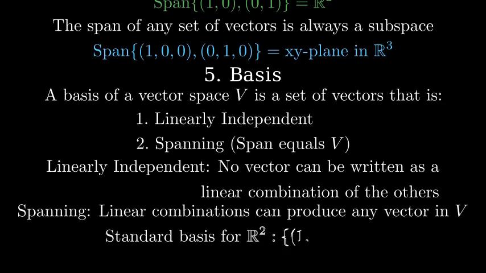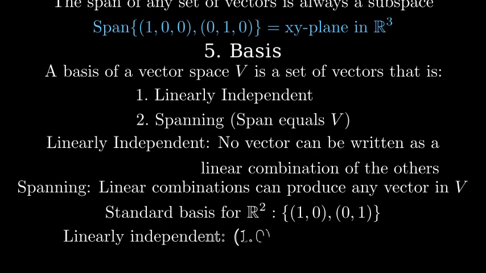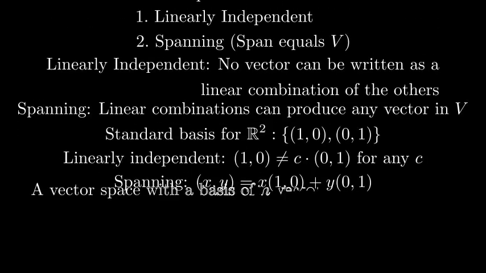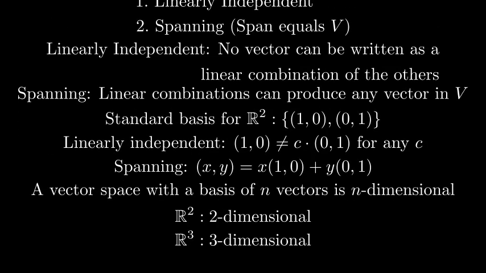In R squared, the standard basis is the set of vectors (1, 0), (0, 1). These vectors are linearly independent because neither can be written as a scalar multiple of the other. And as we've seen, they span R squared because any point (x, y) can be written as x times (1, 0) plus y times (0, 1). When a vector space has a basis with n vectors, we say the space is n-dimensional. So R squared is 2-dimensional, and R cubed is 3-dimensional.